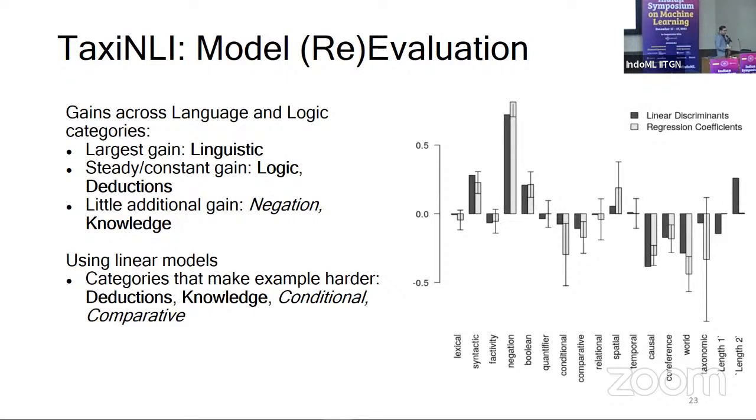In fact, a careful factor analysis, where we used a linear model, showed how individual categories independently contribute to correct predictions. We saw that wherever the examples relate to knowledge or causal reasoning, they seem to be tricking up BERT and RoBERTa. So wherever knowledge, conditional, deductions, and comparative are present, we are more or less sure that it will give an incorrect prediction. This is what the simple coefficients for each of the categories mean.